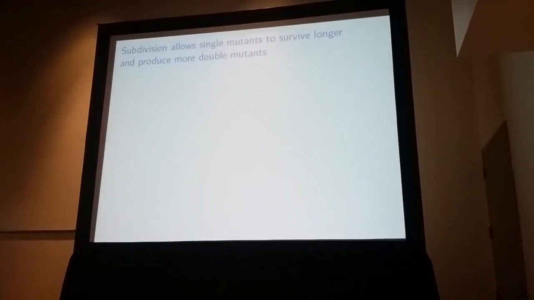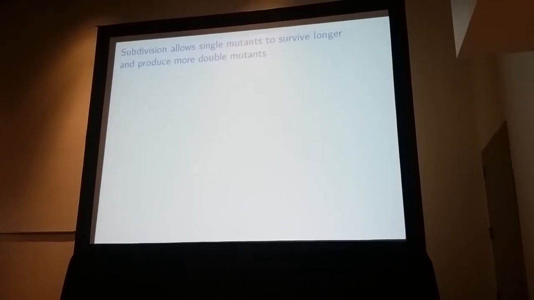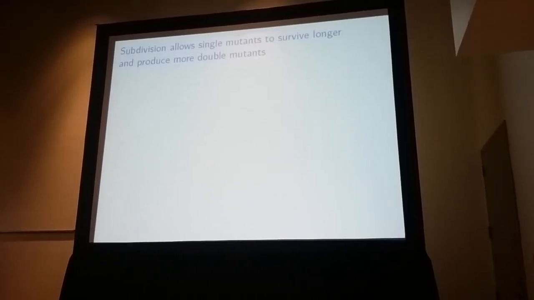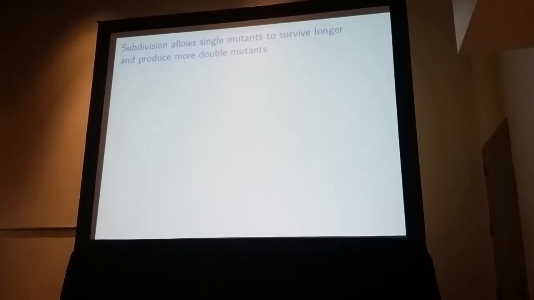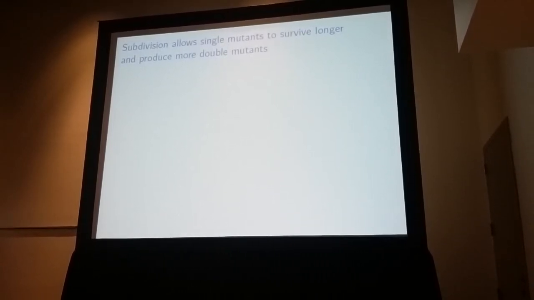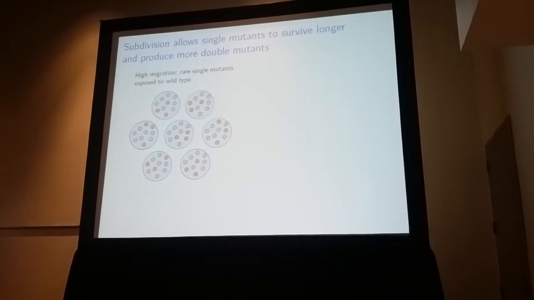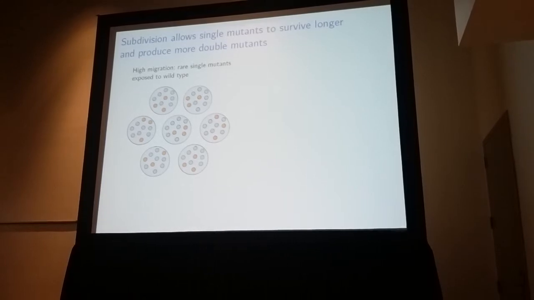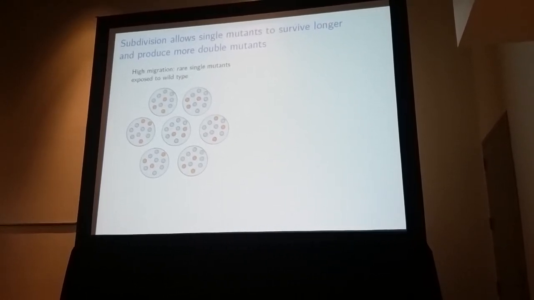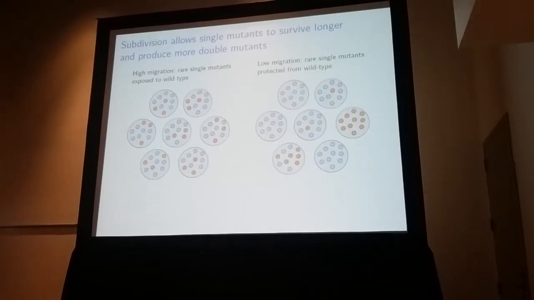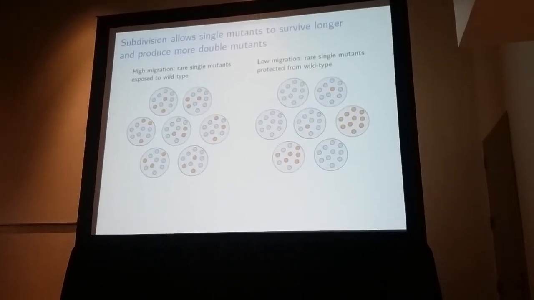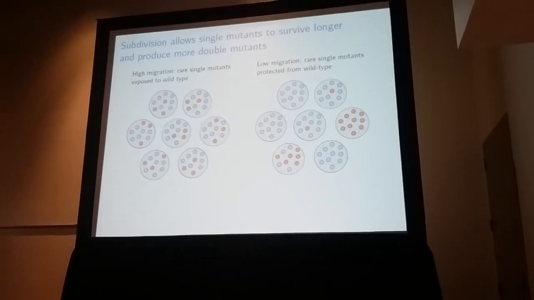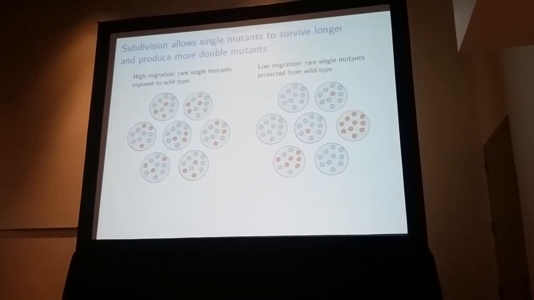So in order to understand the effects of subdivision, we can just consider what happens to the fate of an individual single mutant that enters the population. The key effect of subdivision in this general model is that it allows single mutants to survive longer and produce more double mutants. If we consider a population with high migration, single mutants will be evenly distributed, as I'm showing here, and so rare single mutants are exposed to competition with wild type. However, if migration is low, then single mutants may become common in 1 or more demes while still being rare in the total population, and they're protected from competition with wild type. So these single mutants can persist longer.